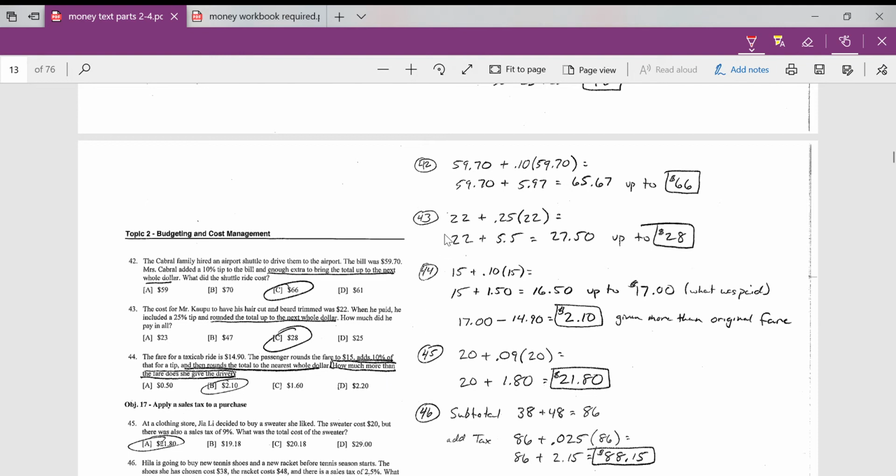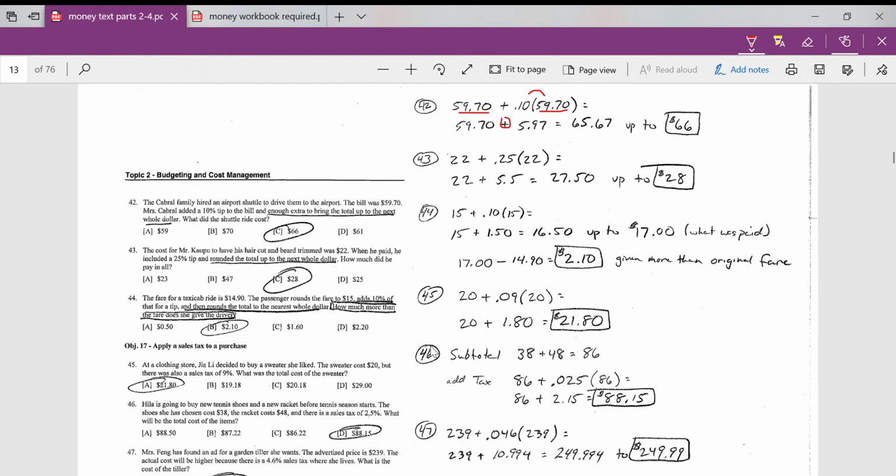So just like the last problem, the bill was $59.70, and we're going to add 10% of that $59.70. So order of operations says multiply first. So 0.10 times $59.70 is $5.97. We then add the $59.70 and the $5.97, comes to $65.67. They said they're going to bring it up to the next whole dollar. So if I haven't explained this yet, whole dollar means no cents on there. You just move it up to the next, basically rounding to the one spot, is $66, letter C.